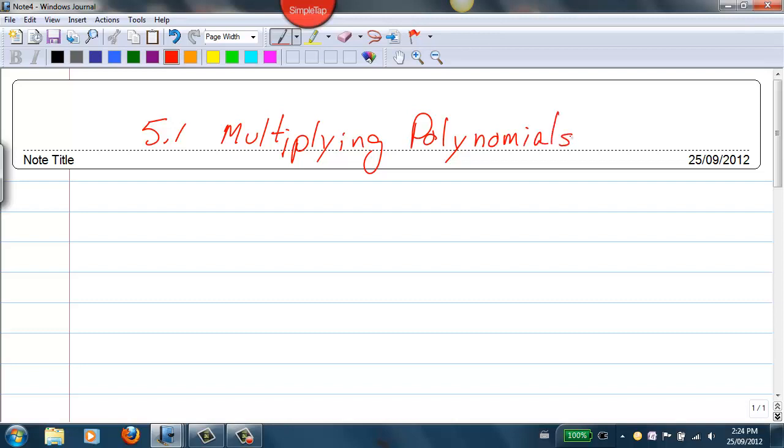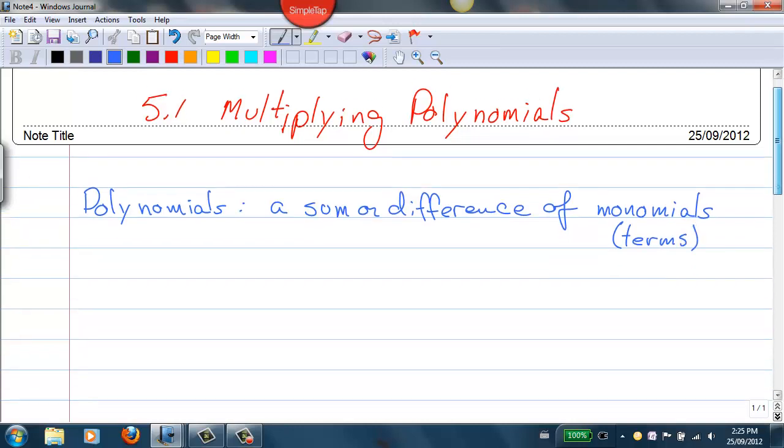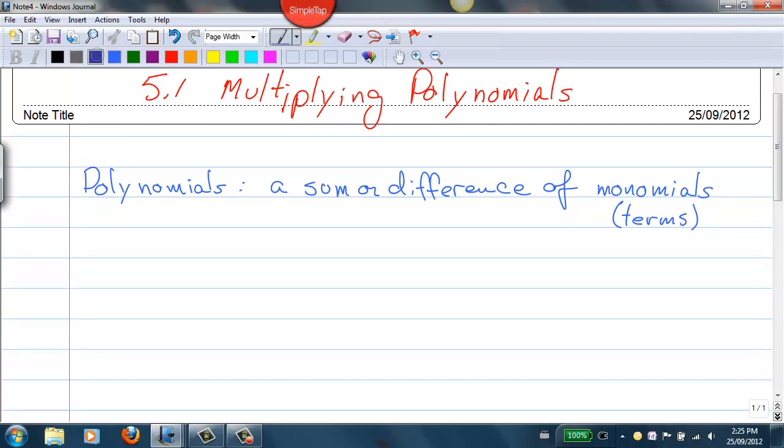So now we're going to look at section 5.1 on multiplying polynomials. In this section, it's important to have a little bit of vocabulary in the background. So we're going to have polynomials as a sum or a difference of monomials, or terms if you like. And we're also going to talk about the distributive property.